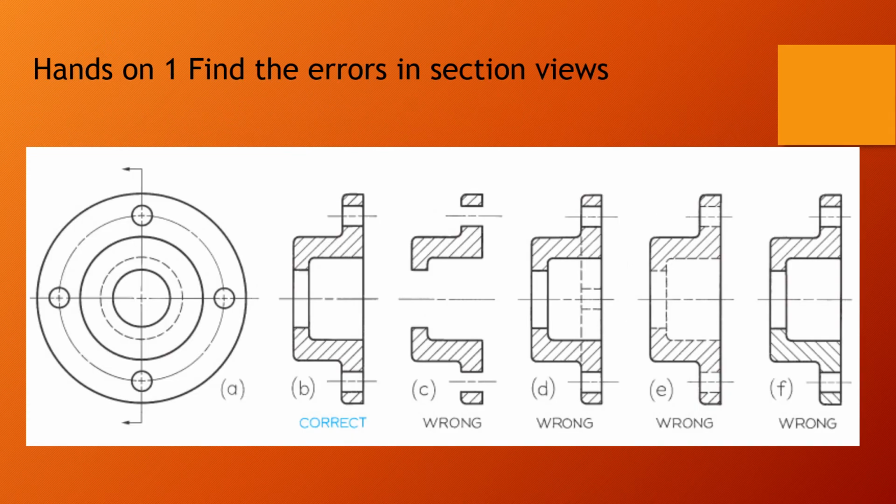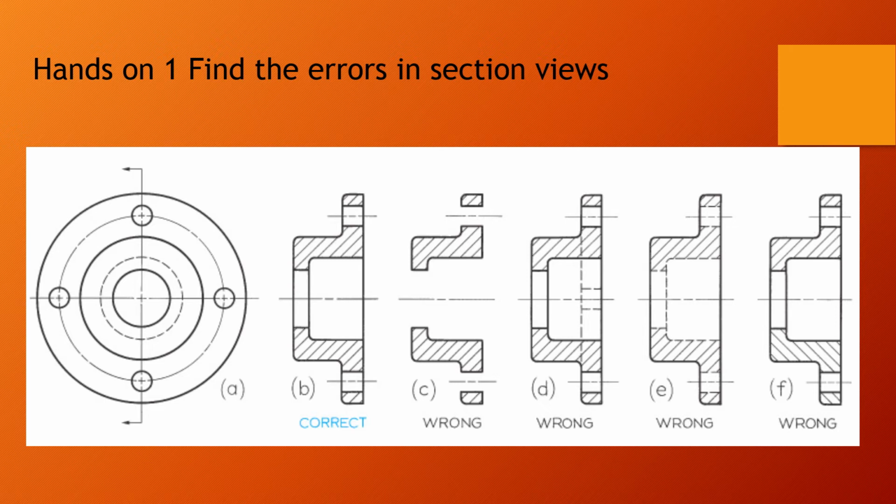Okay, here is the hands-on in figure 1. Find the errors in the section view. We made the sections, we made the view. Here we want to check where the errors, where the mistakes are. Please, that is the previous object. When we cut it, that is the hatching line. It should be proper.